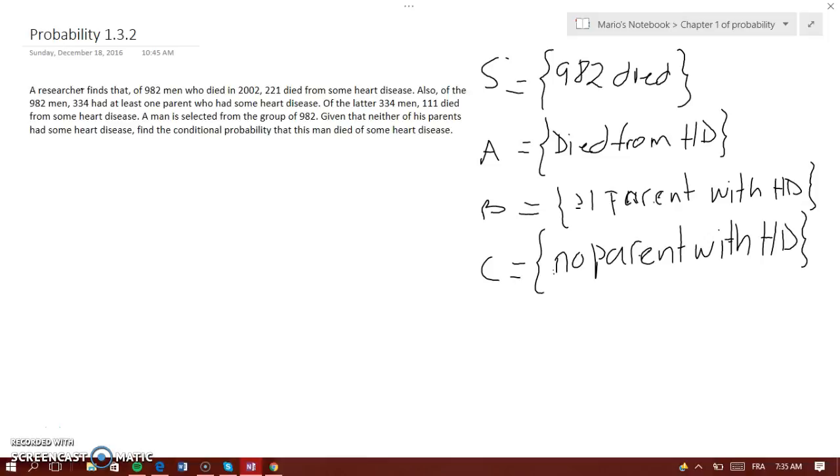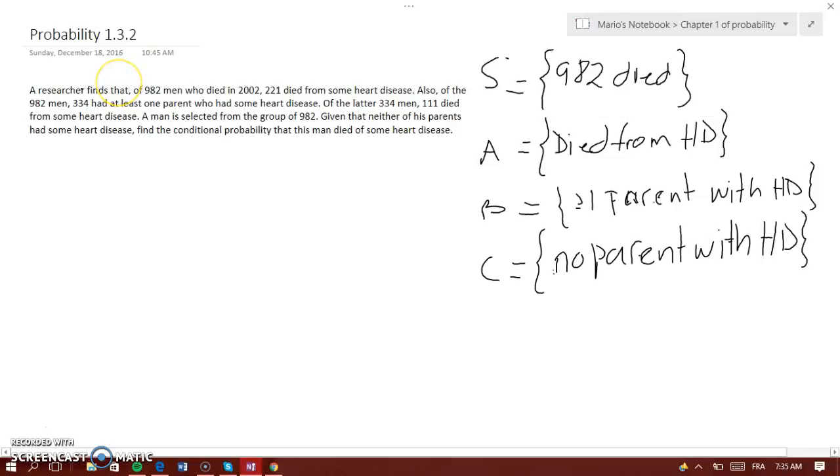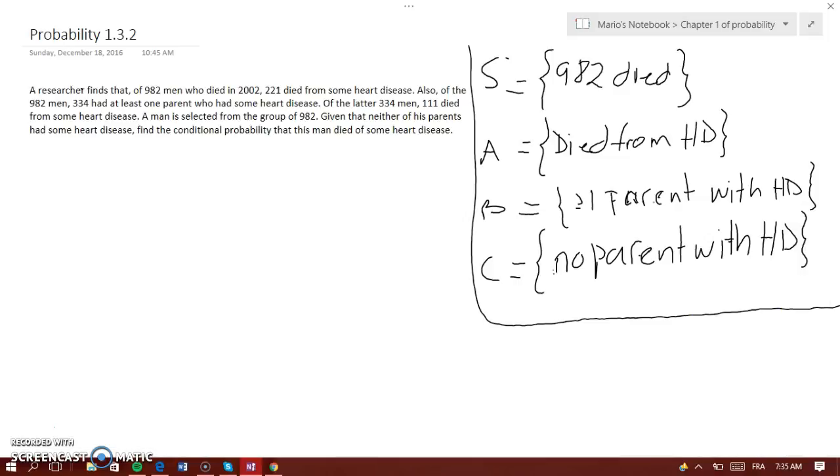heart disease. So, first I wrote some of the things we will need, which is these ones right here. So the bigger set, the simple S, is we have 982 people who died. The set A, I say, is people who died from heart disease, and B is the number of people who had at least one parent with heart disease, and C is those who had no parents with heart disease.